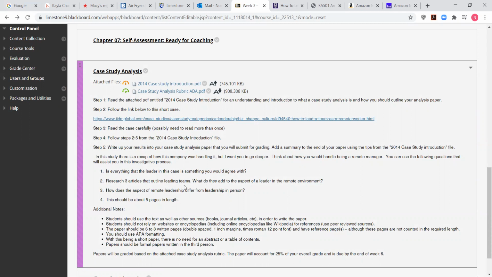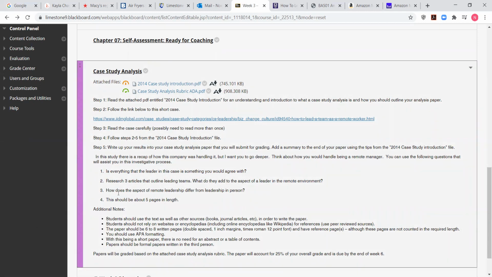You're going to research at least 3 articles outlining leading teams in a virtual environment. Take a look at those 3 articles on leading teams, and then you need to consider the aspect of the remote environment. Tell me what's different. Tell me what's the same. And how they would apply there.